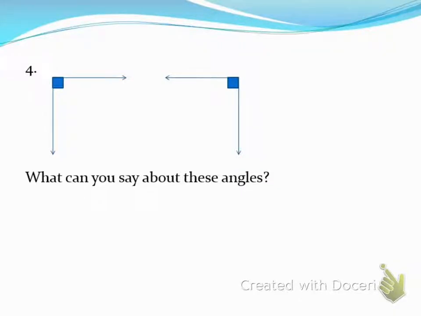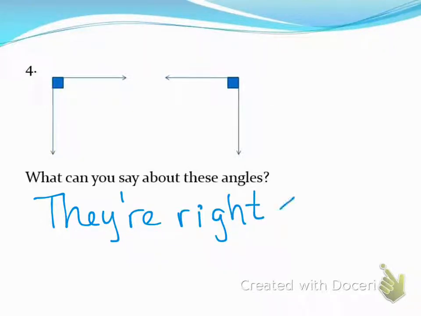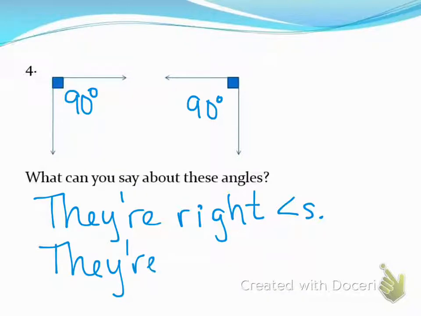Nikitra? They are both right angles. I like it. They are both right angles. Is there anything else we could say? If they're both right angles, what is the measure of each of them? 90. And if they have the same measure, we would say that they are congruent. So we could also say that they are congruent.